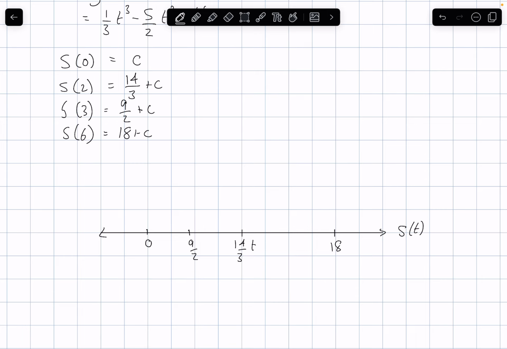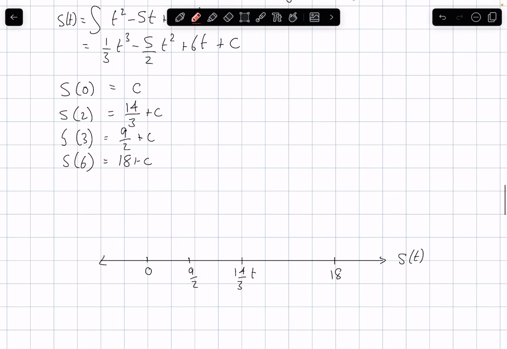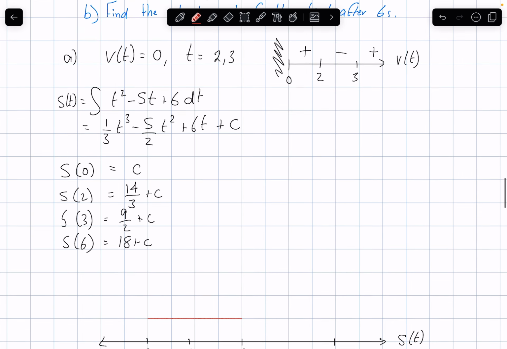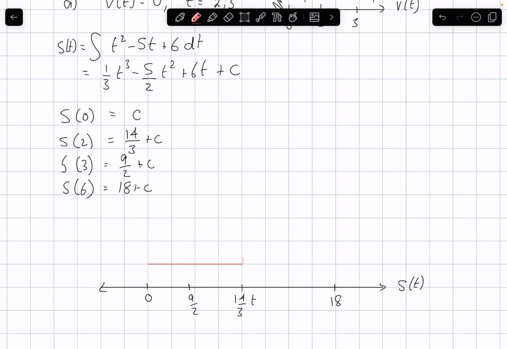Forgot. And 18 all the way over here. 9 on 2 here. So using my locations and my change of directions, I start here, move to s of 2, change directions, and I'm moving to s of 3, and then I'm changing directions, and moving to s of 6. So t equals 0, t equals 2, t equals 3, and t equals 6. And we finish it off there.